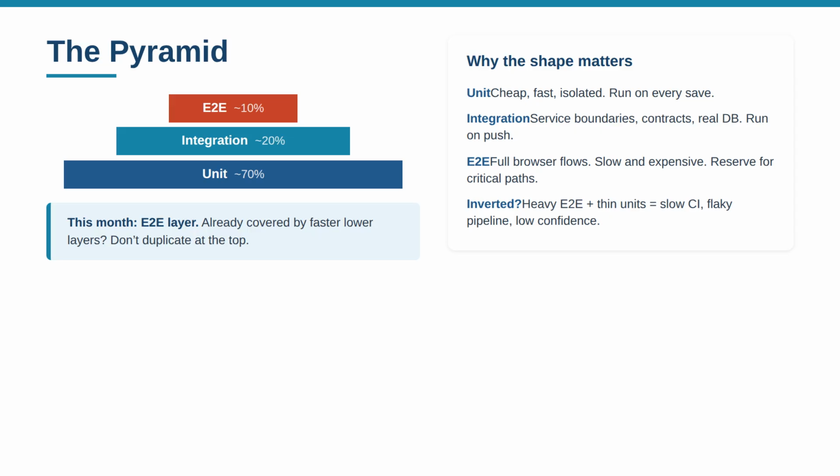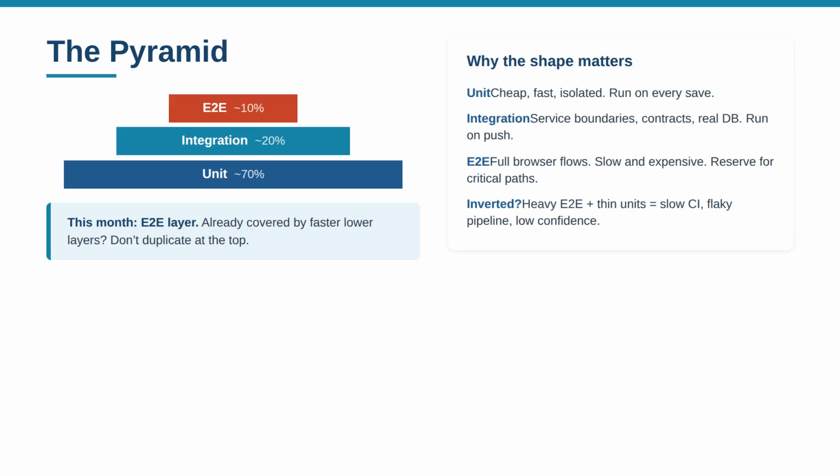But the pyramid has an important implication. If a scenario is already covered by a unit test or an integration test, do not duplicate it at the E2E layer. Every E2E test is expensive. Use them for the flows that matter most, and that require a browser to test properly.